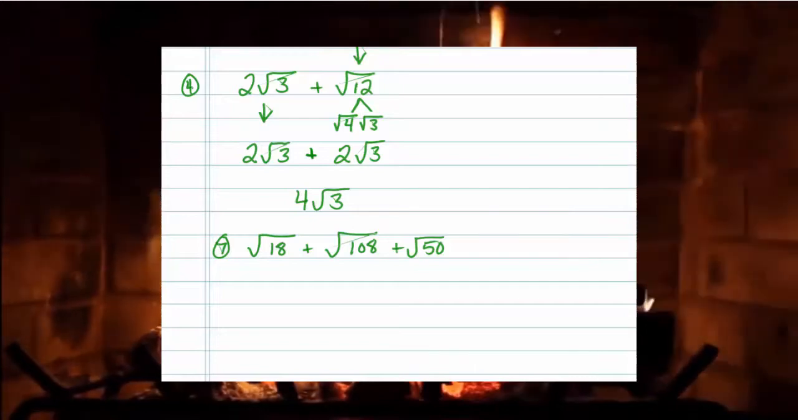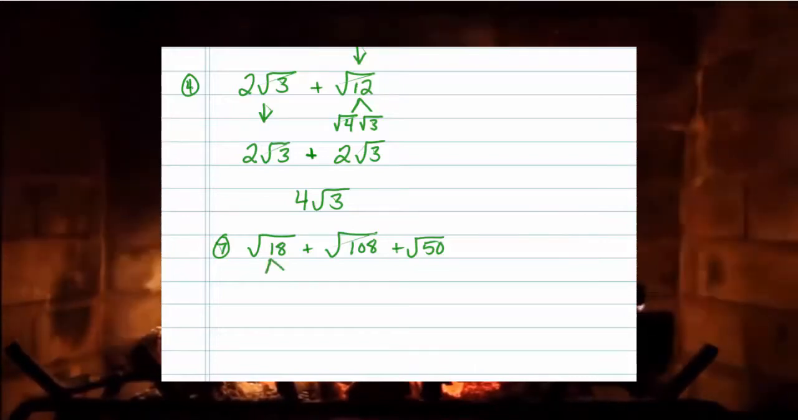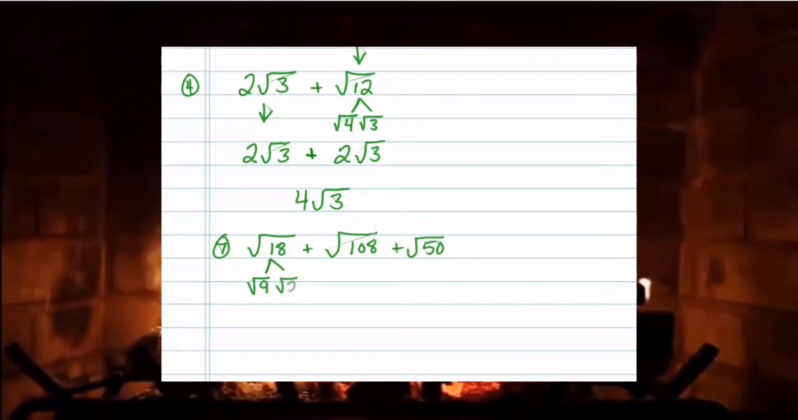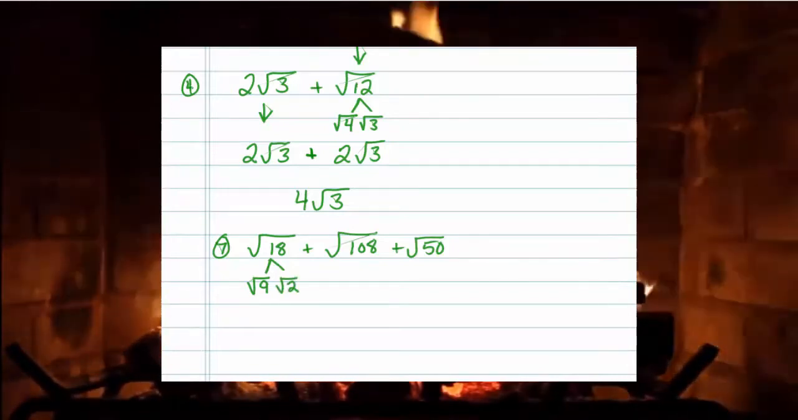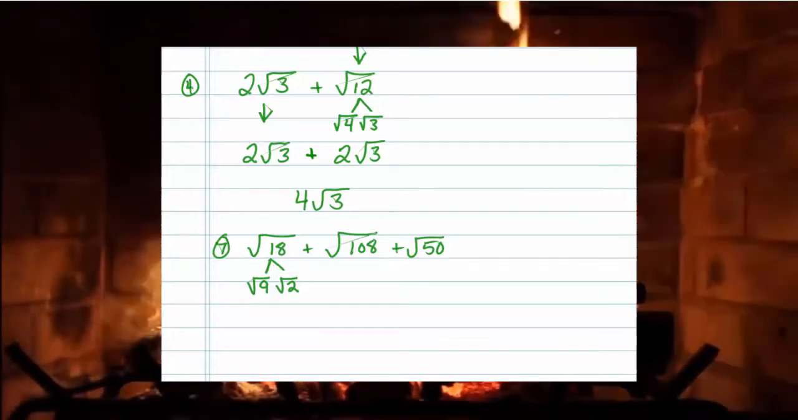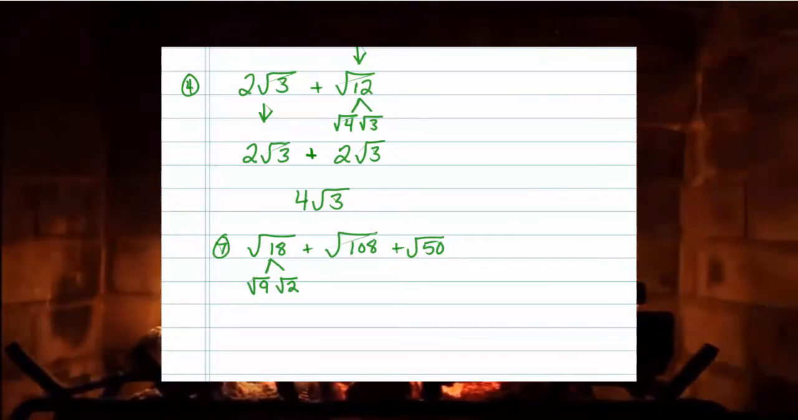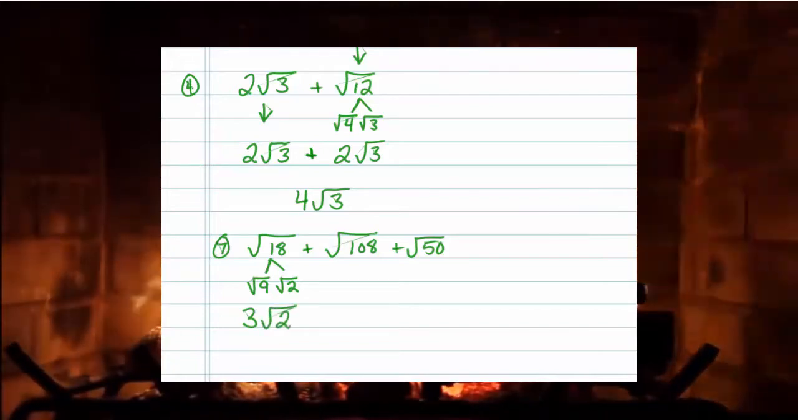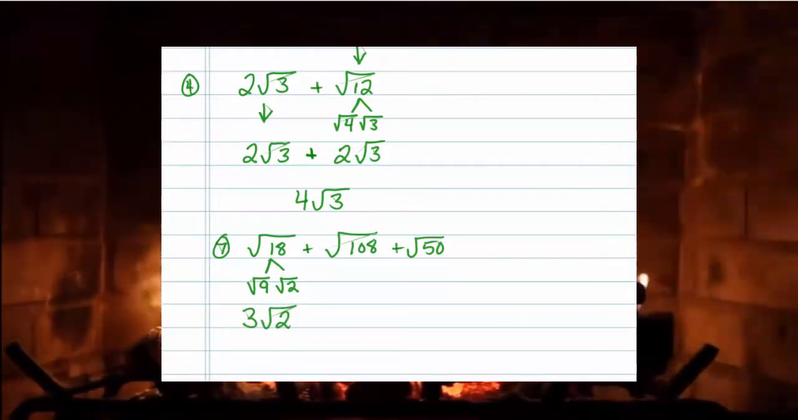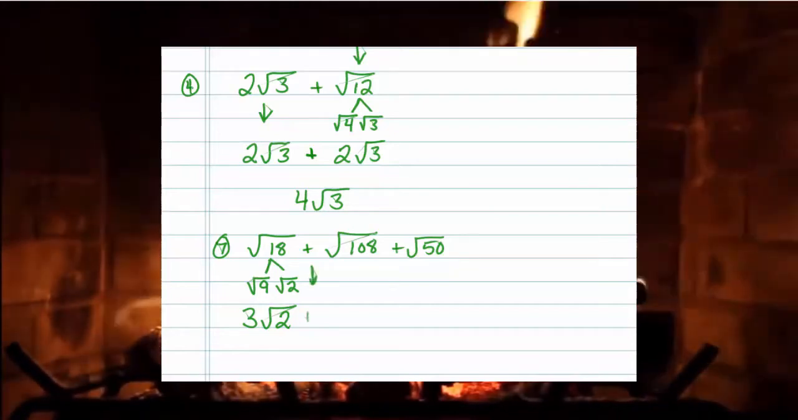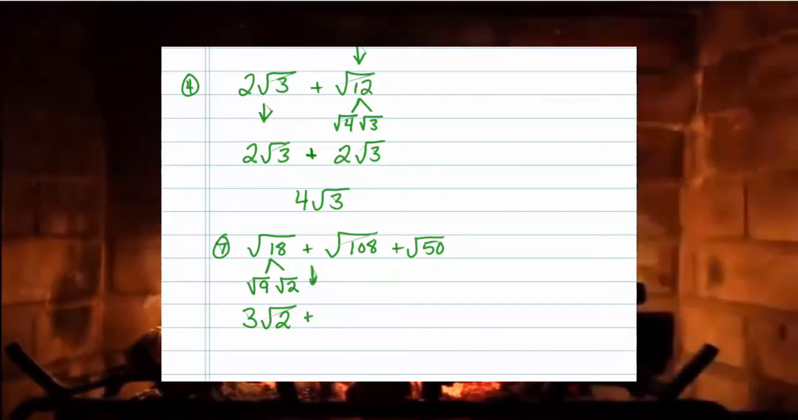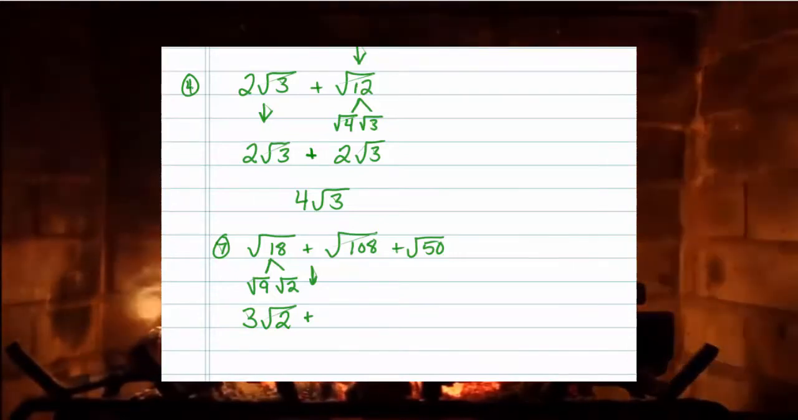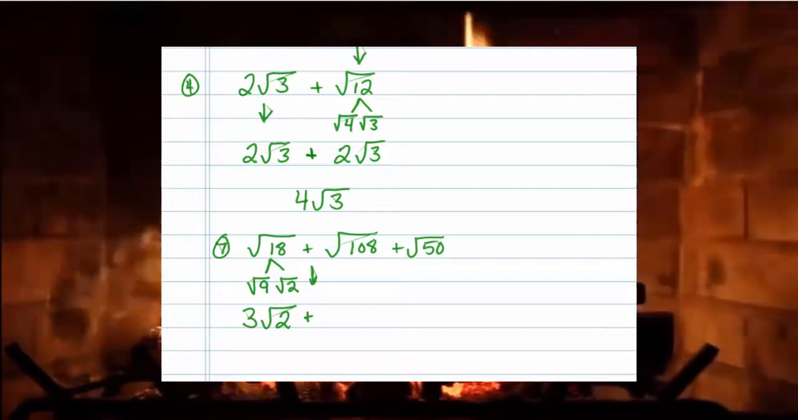Square root of 18 can be divided by 9, and 9 is a perfect square. So I'm going to break that up into the square root of 9 times the square root of 2. The square root of 9 simplifies to 3 and leaves me with 3 square root of 2. So I'll bring down my addition sign, plus. Now I need to simplify the next term.